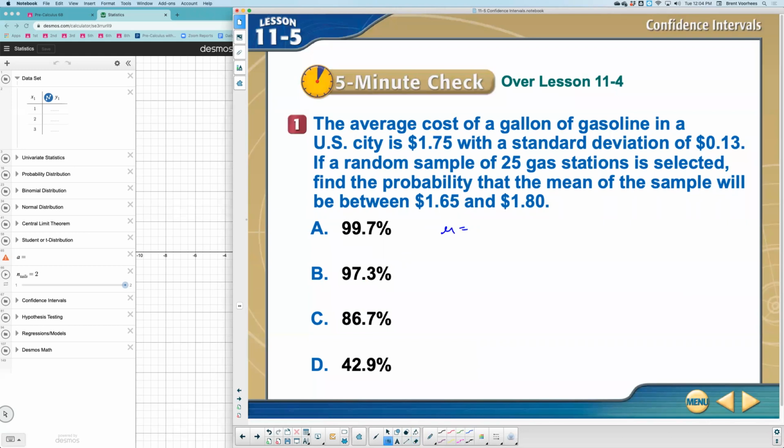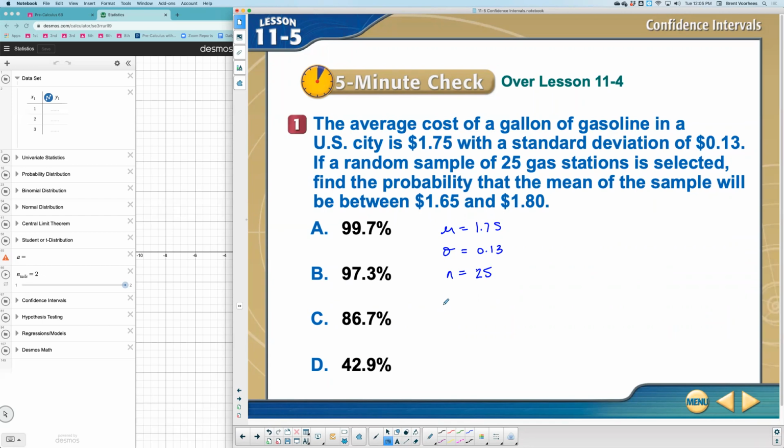So here's the mean, which we use mu, $1.75. And the standard deviation is represented by sigma, 13 cents. It's kind of the idea of how far prices are separate from one another. It says if a random sample of 25 gas stations is selected, find the probability that the mean of the sample will be between $1.65 and $1.80.